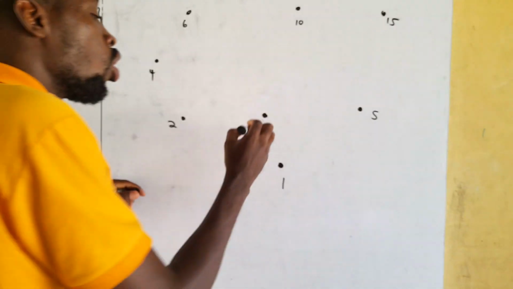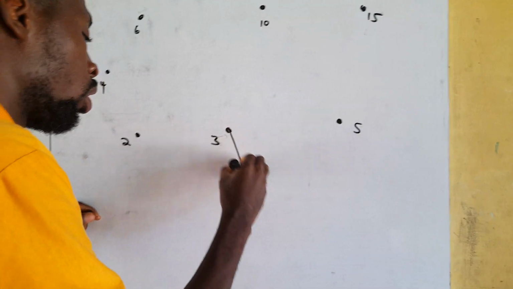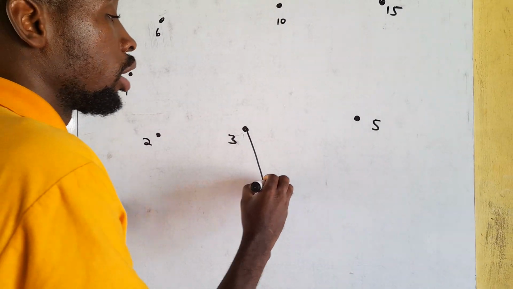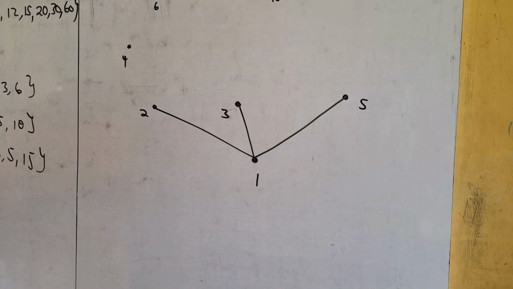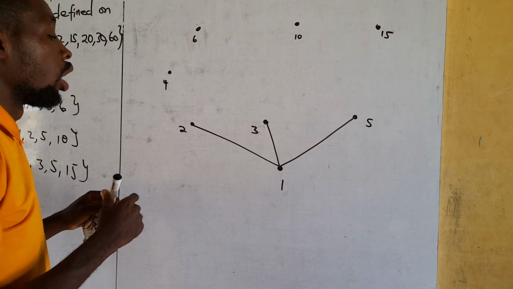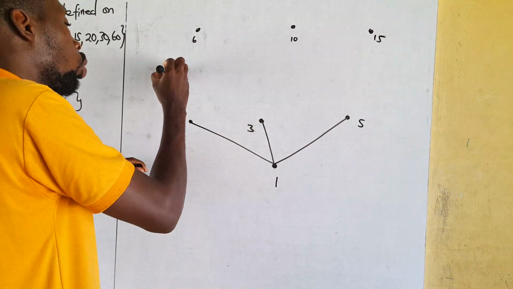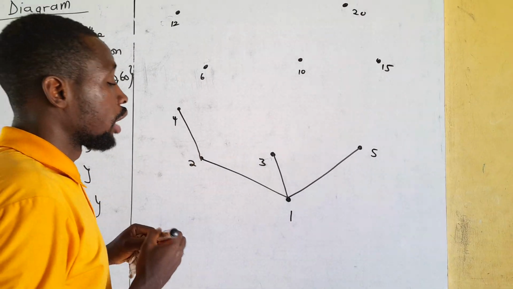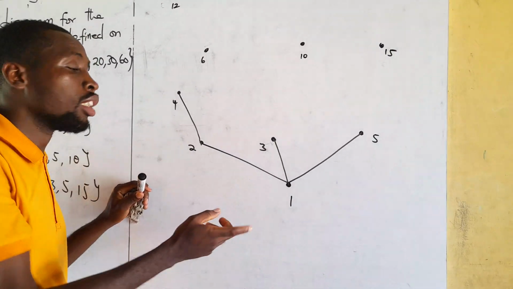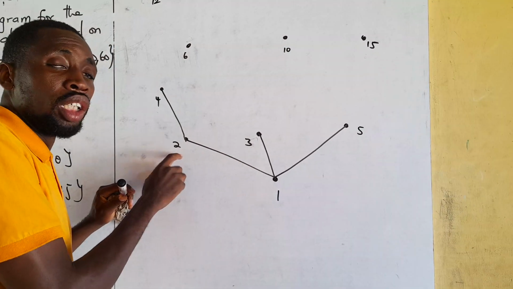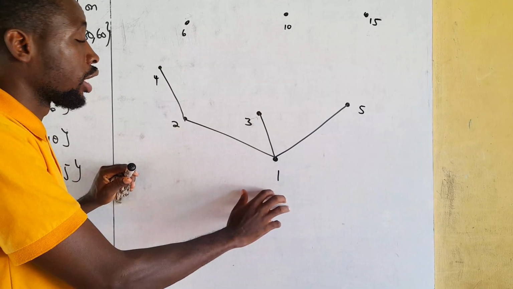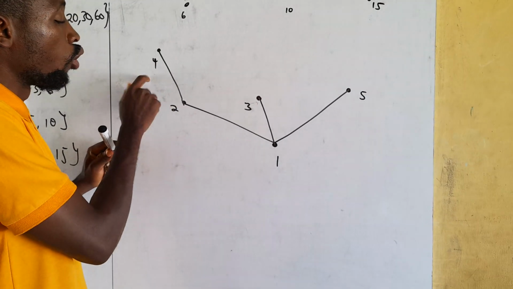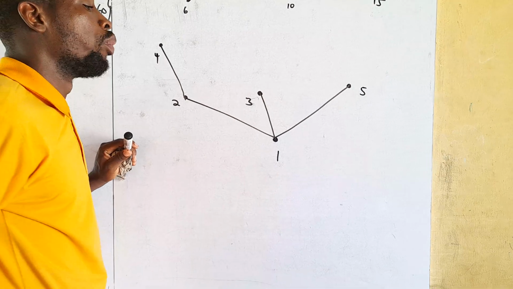So you see that 1 is a factor of 3, 1 is a factor of 5, and 1 is a factor of 2. I hope you get that. So the next one, we have 4. 2 is a factor of 4. So someone will say 1 is a factor of 4. Yes, but since 1 is already connected to 2, and 2 is connected to 4, it means that when we are listing the factors of 4, the factors of 4 will be 4, 2, and 1. I hope you get that.